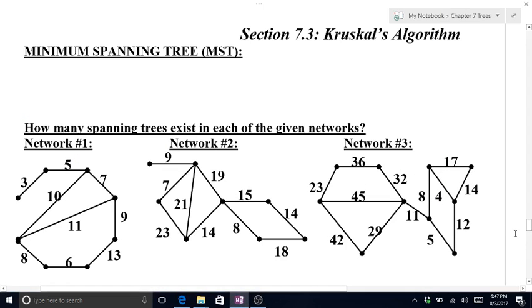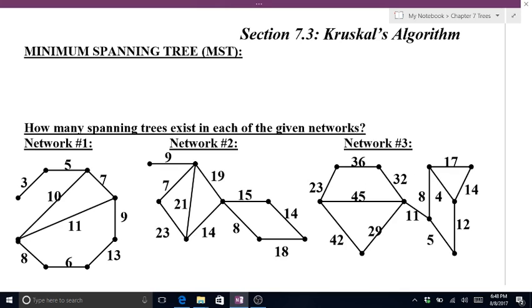Our last section in Chapter 7 is on Kruskal's algorithm. So this is our way of finding a minimum spanning tree. It is still a spanning tree, but this one is specific. Think about what we talked about at the beginning of the chapter, where we're trying to find the optimal. That's exactly what a minimum spanning tree is.